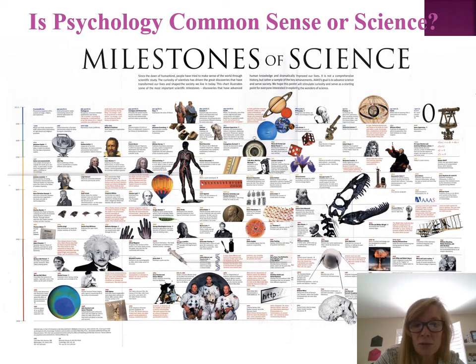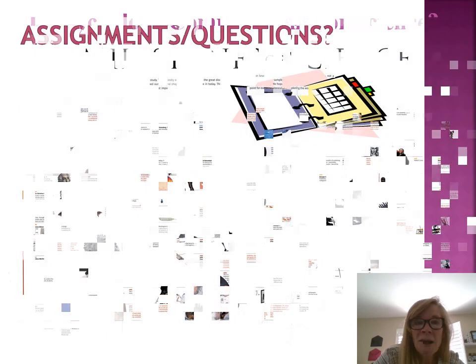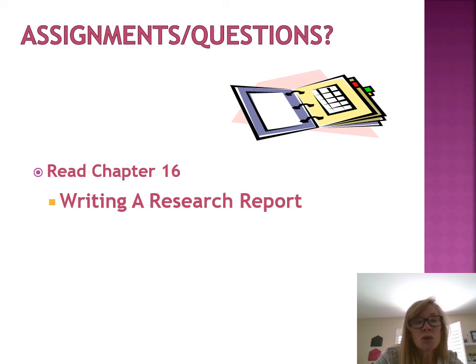There's a little, if you want to blow that up, you can see some milestones of science. And then you should be finishing reading chapter 1. And in the next lecture, we'll start into chapter 16. That's also in 2 parts, writing an APA-style research report.